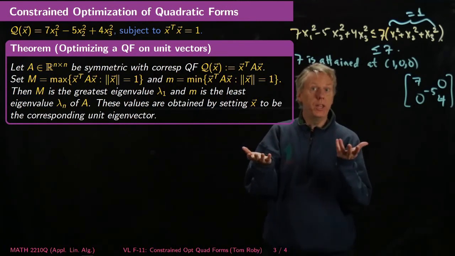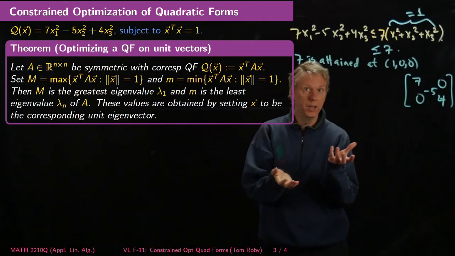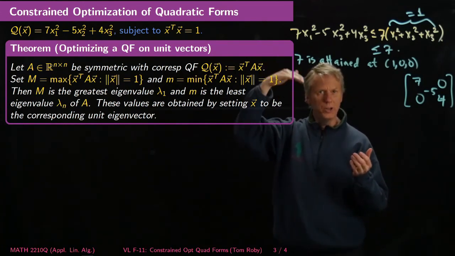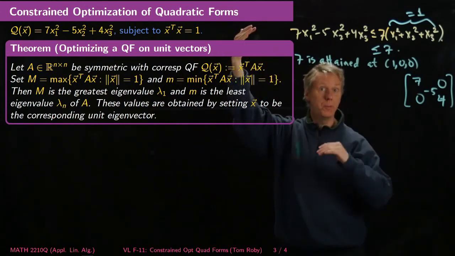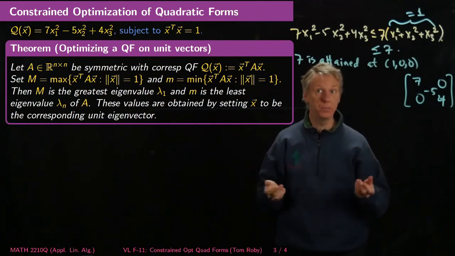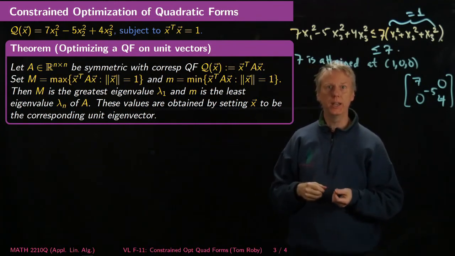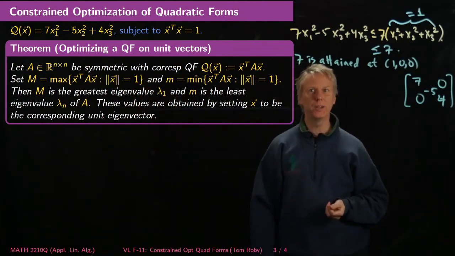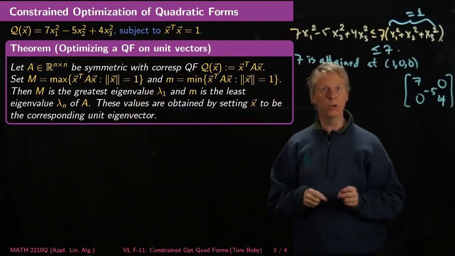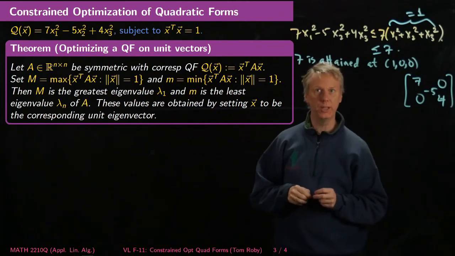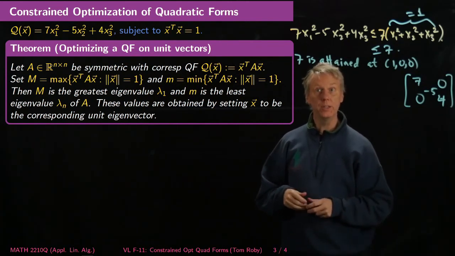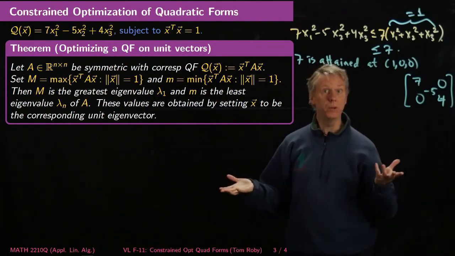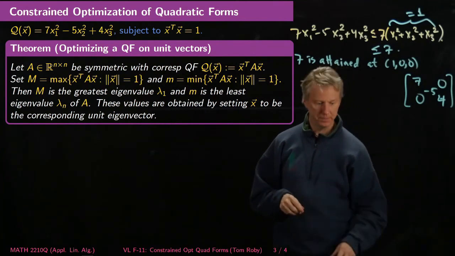And then where are these things attained? Usually you want to know not only what the maximum and minimum values are, you also want to know where they're obtained. But they're obtained by just setting x to be the corresponding unit eigenvector, because if you have an eigenvalue, you must have a corresponding eigenvector. And so you look at the unit length one. You just normalize it if you need to. Okay? So this is a simple but very useful result.